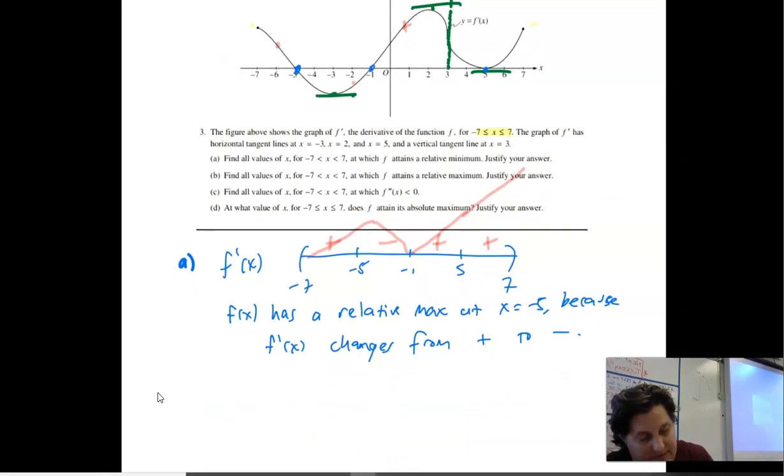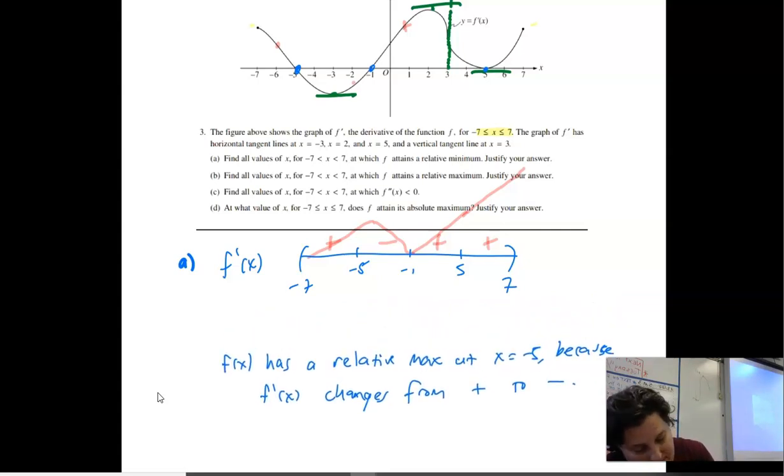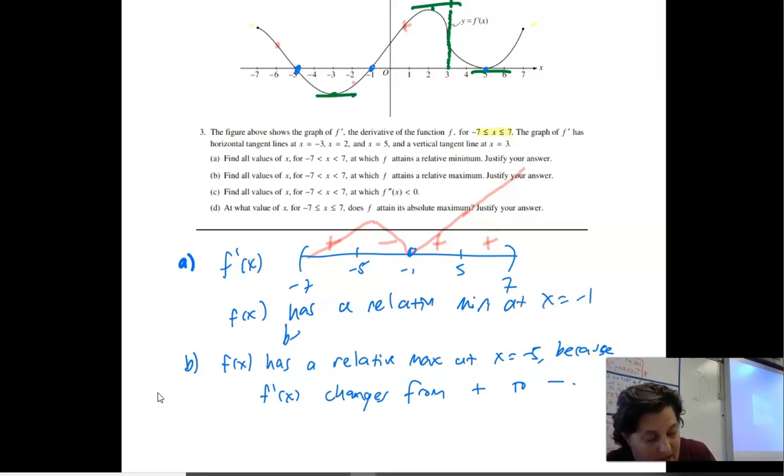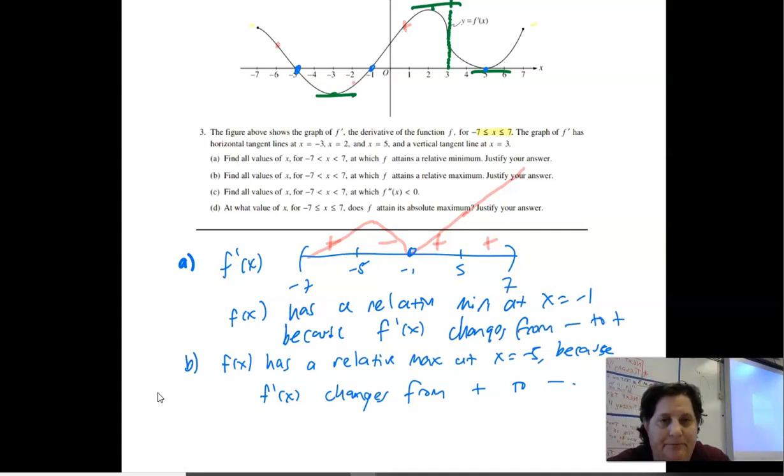Okay, and then part B, same exact thing, just wants to know about a relative min. Oh, I flipped those. Whoops, relative min comes first. Okay, fine. That's part B. Okay, part A, relative min. F of x has a relative min at x equals negative 1 because f prime of x changes from negative to positive at x equals negative 1.